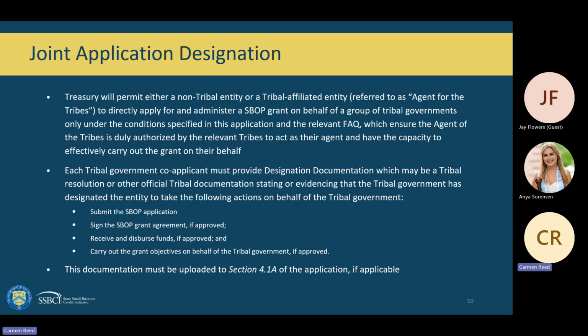Treasury will permit either a non-tribal entity or a tribal affiliated entity to apply for and administer an SBOP grant on behalf of a group of tribal governments. Each tribal government co-applicant must provide designation documentation stating or evidencing that the tribal government has designated the entity to take the following actions on behalf of the tribal government: submit the SBOP application, sign the SBOP grant agreement if approved, receive and disperse funds if approved, and carry out the grant objectives on behalf of the tribal government if approved. You'll notice these are the same requirements as on the designation letter that we just talked about. This documentation, if it is applicable, must be uploaded to section 4.1a of the application.